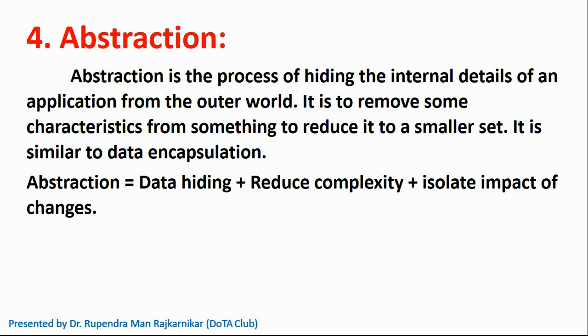4. Abstraction. Abstraction is the process of hiding the internal details of an application from the outer world. It is to remove some characteristics from something to reduce it to a smaller set. It is similar to data encapsulation. Abstraction equals data hiding plus reduce complexity, plus isolate impact of changes.